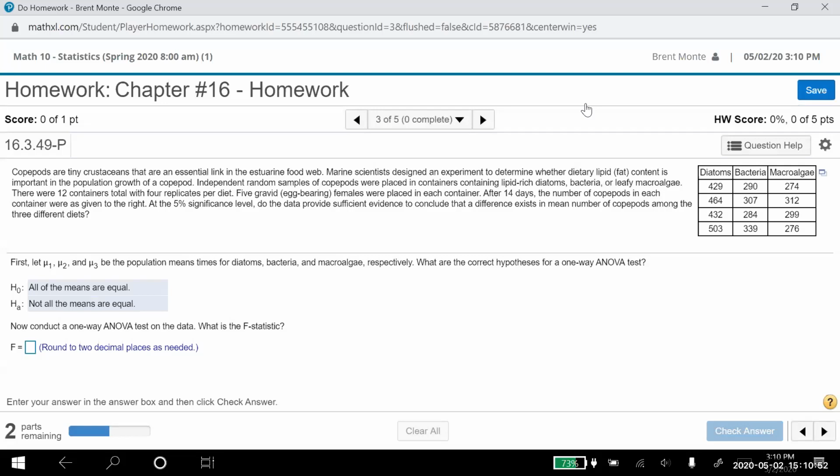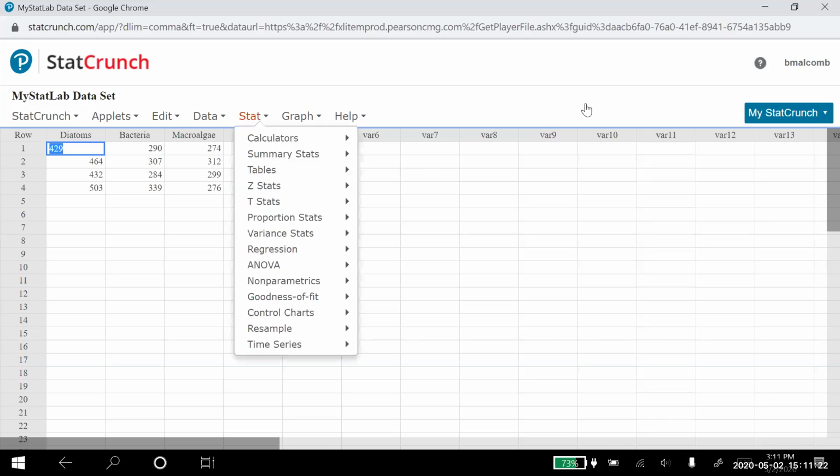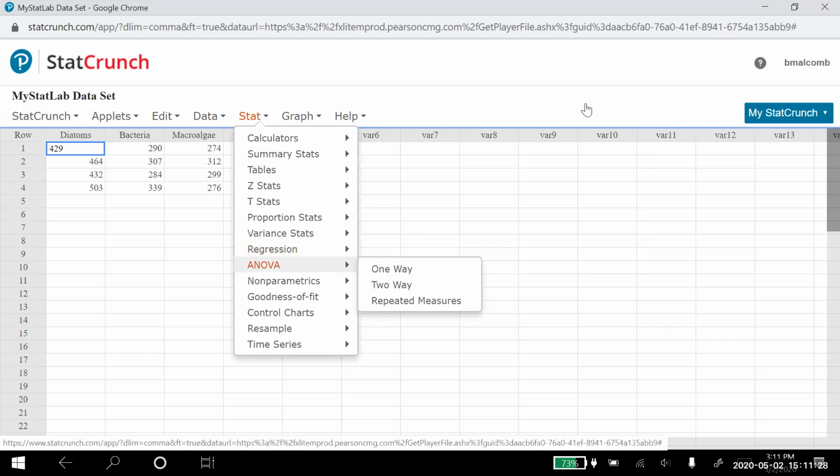I like it. Now, conduct a one-way ANOVA test on the data. What is the F statistic? So now we're going to find the F statistic and the p-value like we talked about. So what we're going to do, I'm going to do this using StatCrunch. So over here next to the data, let's click to open the data and we'll open it in StatCrunch. So it opens it up. The data is already there for us. We just go straight into Stat and we're going to go down to ANOVA, one way.